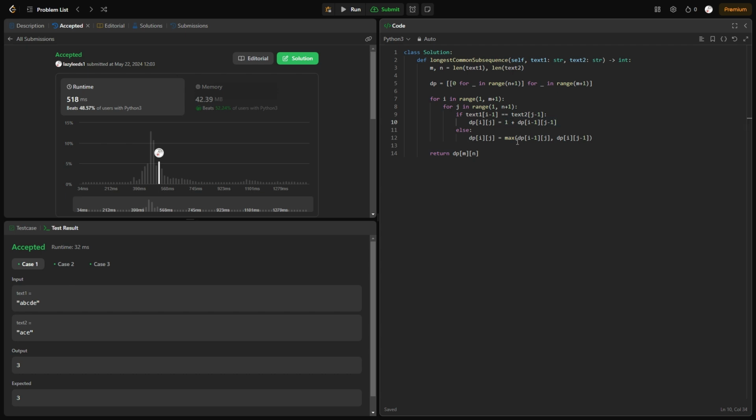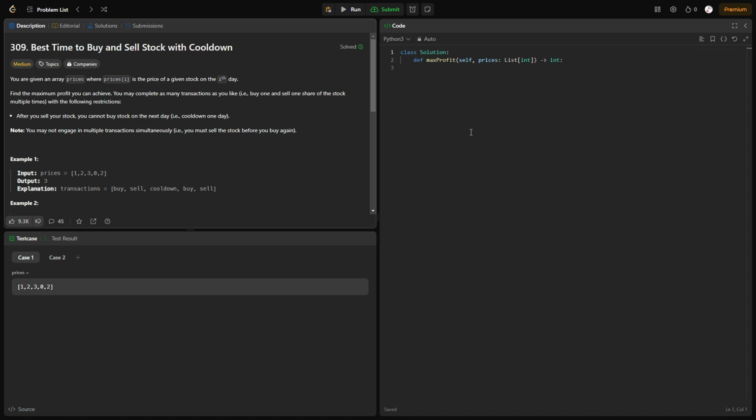So if it's not the same, then we're going to disregard one of the characters and look for the previous largest longest common subsequence. So in the end, we can just return the cell at the bottom right corner, which is dp at m at n. So let's move on to the next question.